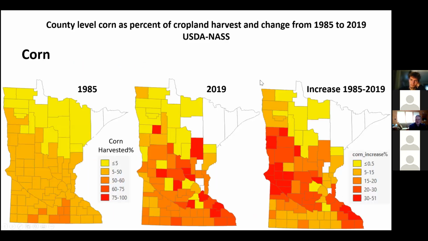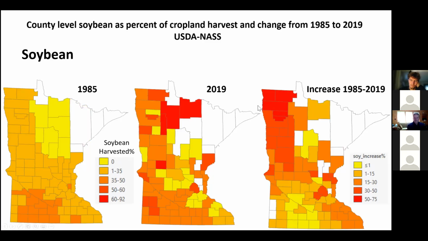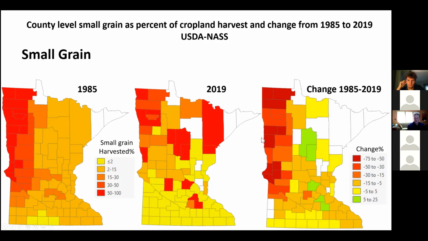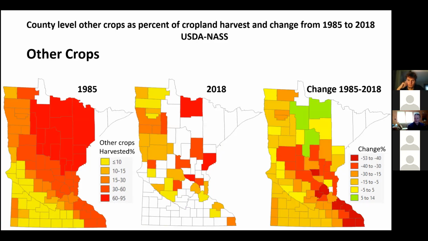Here we have corn, and it's increasing a lot out in the western part, where a lot of that decrease of water clarity has been, and then southeastern Minnesota. Soybeans, a lot of soybeans are being planted up in this area now, where it really wasn't before. I was up in Lake of the Woods doing some water sampling, and we saw corn growing up there, which never used to be the case. Small grains are decreasing in this whole area, western Minnesota. The other crops are decreasing in a lot of the areas as well.